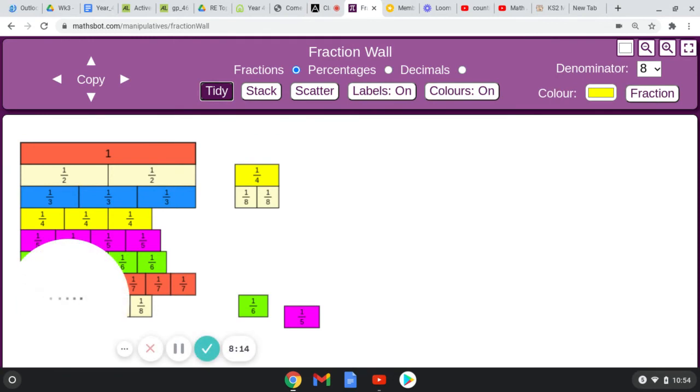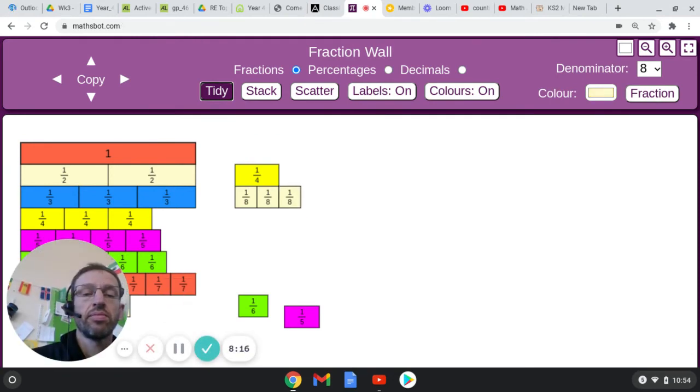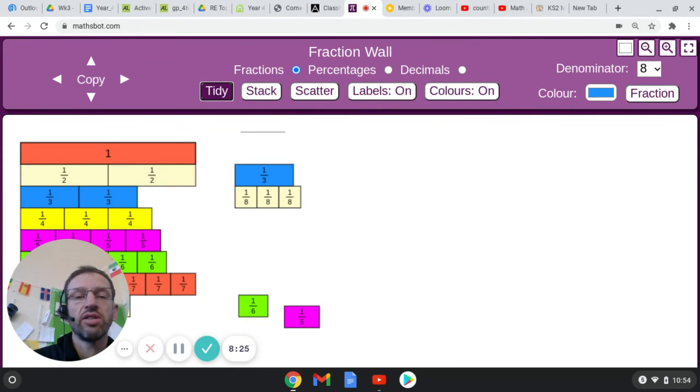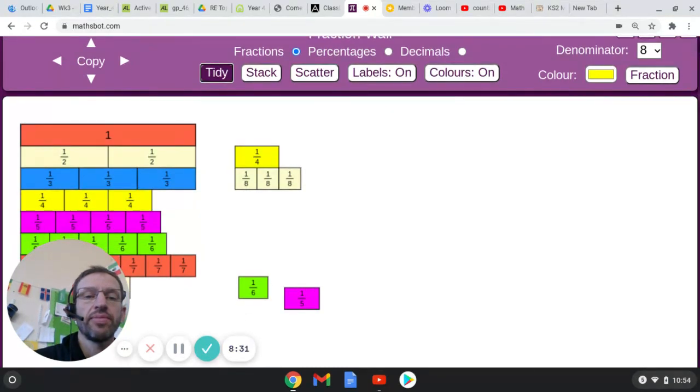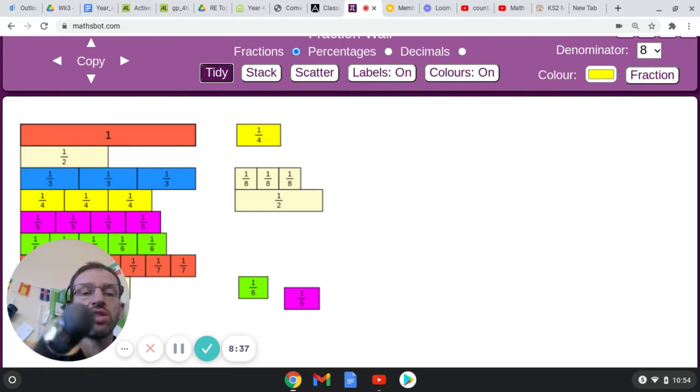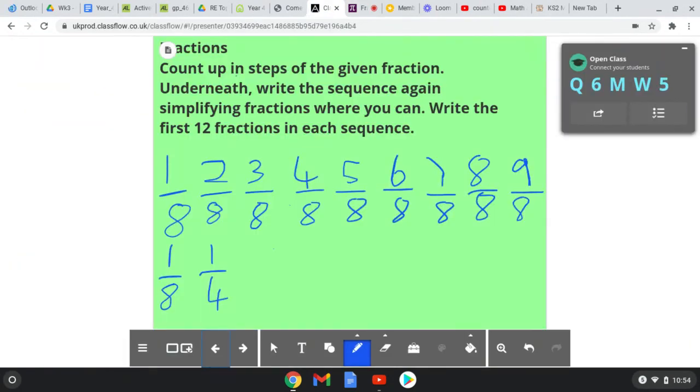3/8. Is it the same as a third? No, it's not the right size. Nearly, but not right. So I can't use the third. Okay, I lost my. Oh, no, it's up there. What about a half? 3/8, same as a half? No, that doesn't work either. So 3/8, I think, is going to stay as 3/8.